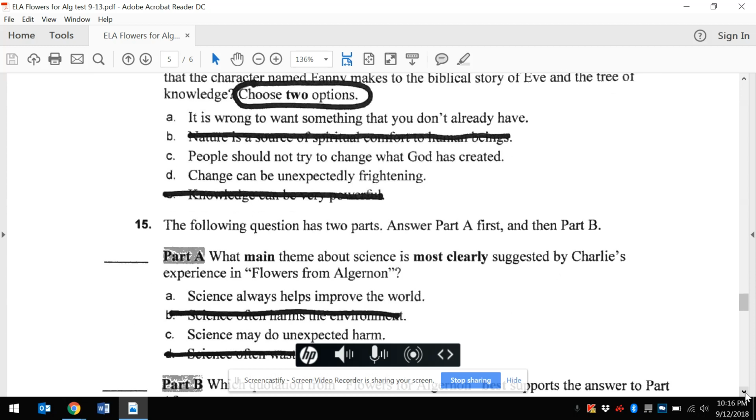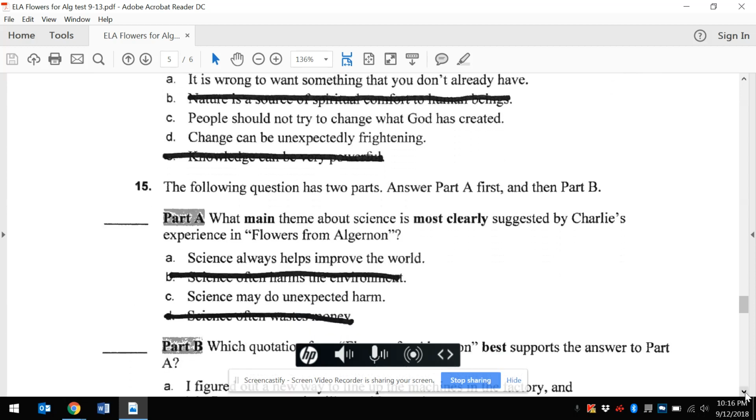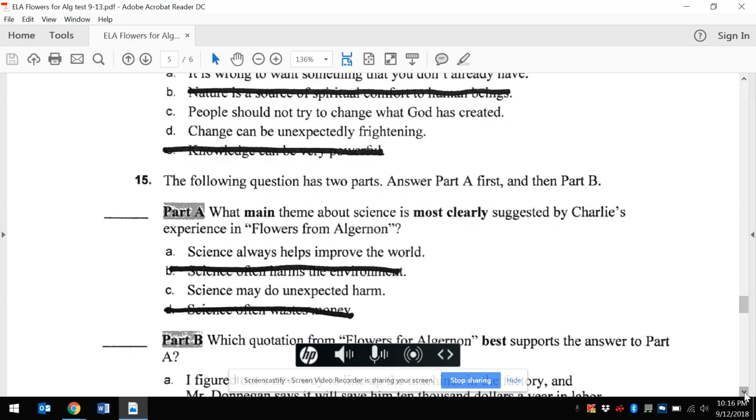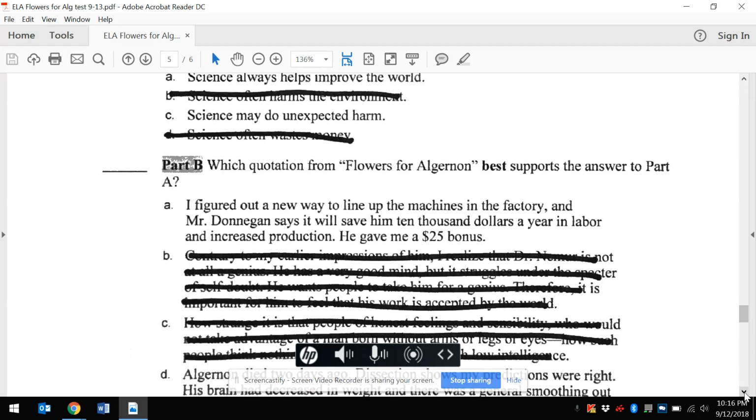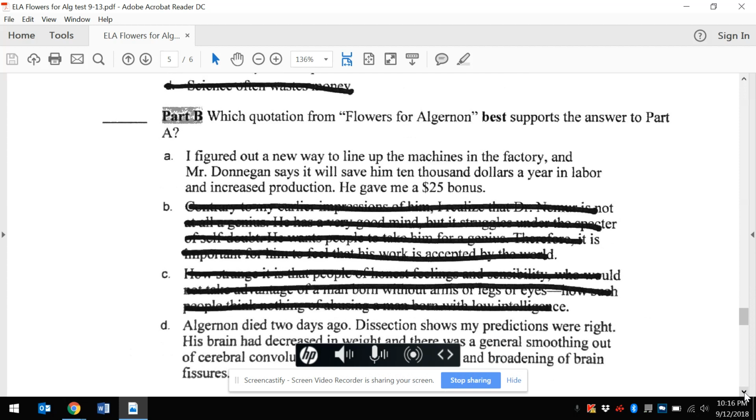And your last one for this part, 15. The following question has two parts. Answer part A first and then part B. What main theme about science is most clearly suggested by Charlie's experience? A. Science will always help in the world. Or C. Science may do unexpected harm. Your last question. Which quotation best supports the answer to part A?